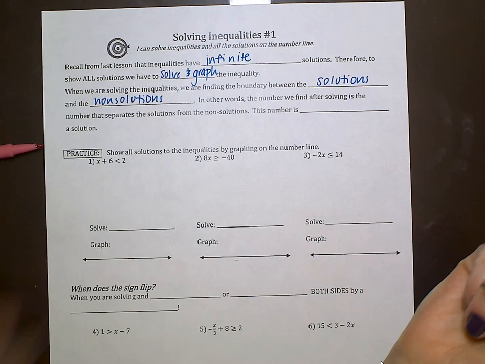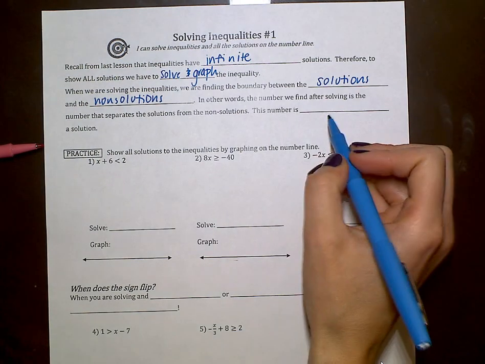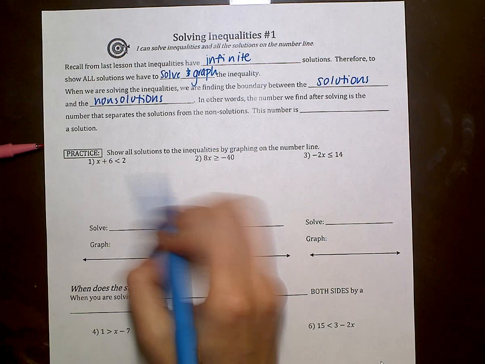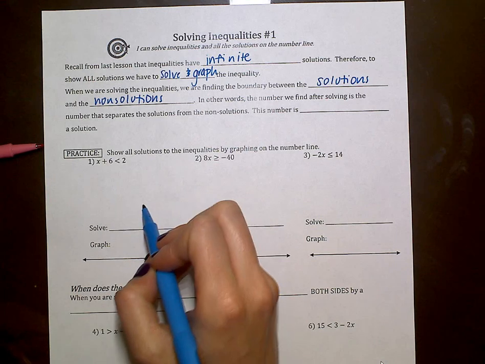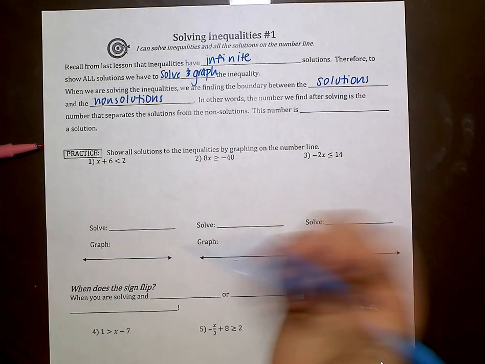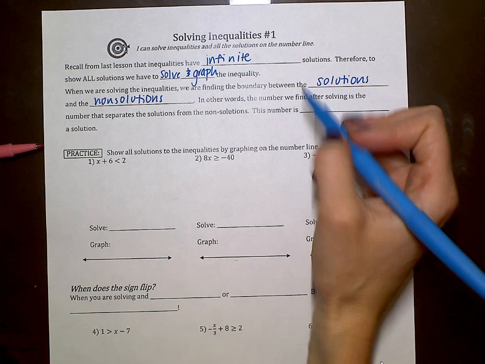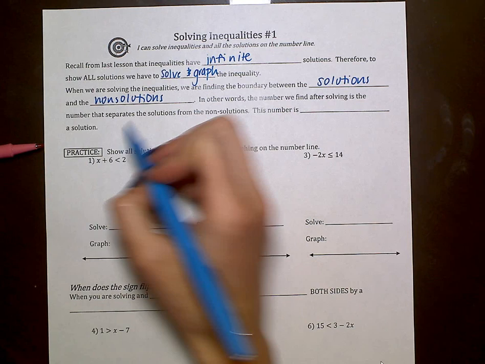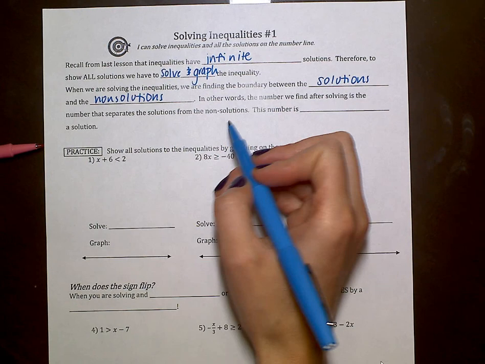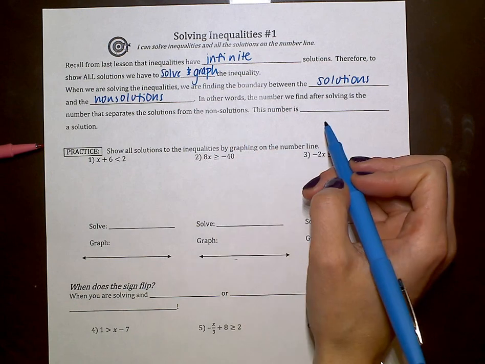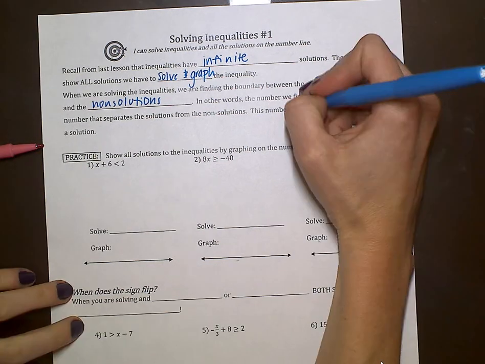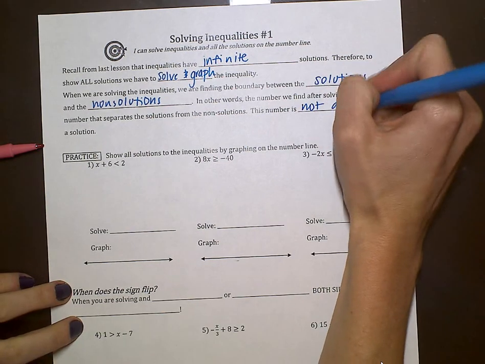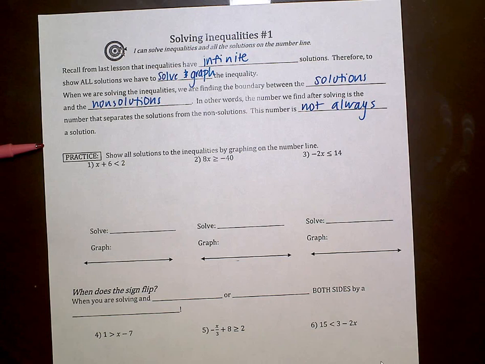in other words, you're going to solve this just like we did equations and get x on one side and maybe 3 on the other side. That number that sits on the other side after we solve is the number that separates the answers from the non-answers. Now, I want you to know this number is not always a solution. I'll show you what that means on example 1.